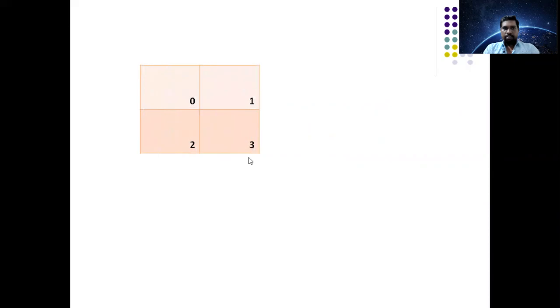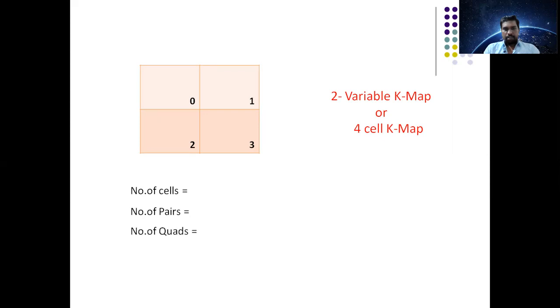Now we will see the next one. What is this? This is a 2 variable K-map or 4 cell K-map. Right? Here also the same condition. What are the observations you need to do? First, you need to observe how many cells are there, how many pairs can be formed, how many quads can be formed, how many octets can be formed. Okay. So by seeing the diagram itself, it is very clear for us.